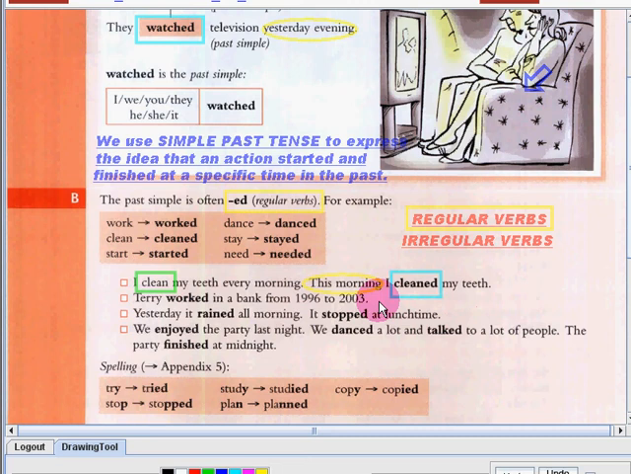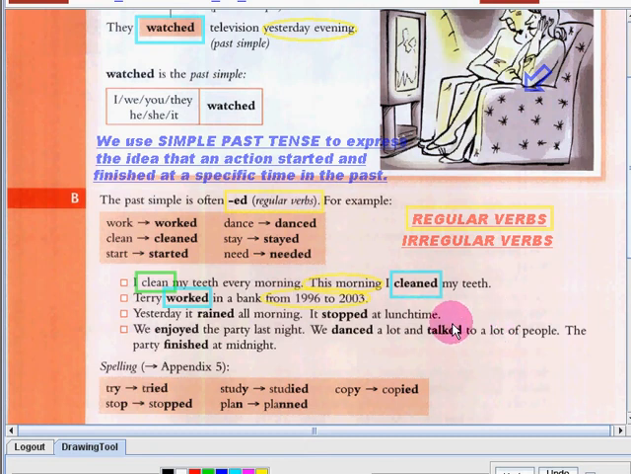Next one. Terry worked in a bank from 1996 to 2003. So, our verb here is the word worked, and we have a past time expression from 1996 to 2003. So the action started and finished during that time. So our verb in this sentence is in the simple past tense.